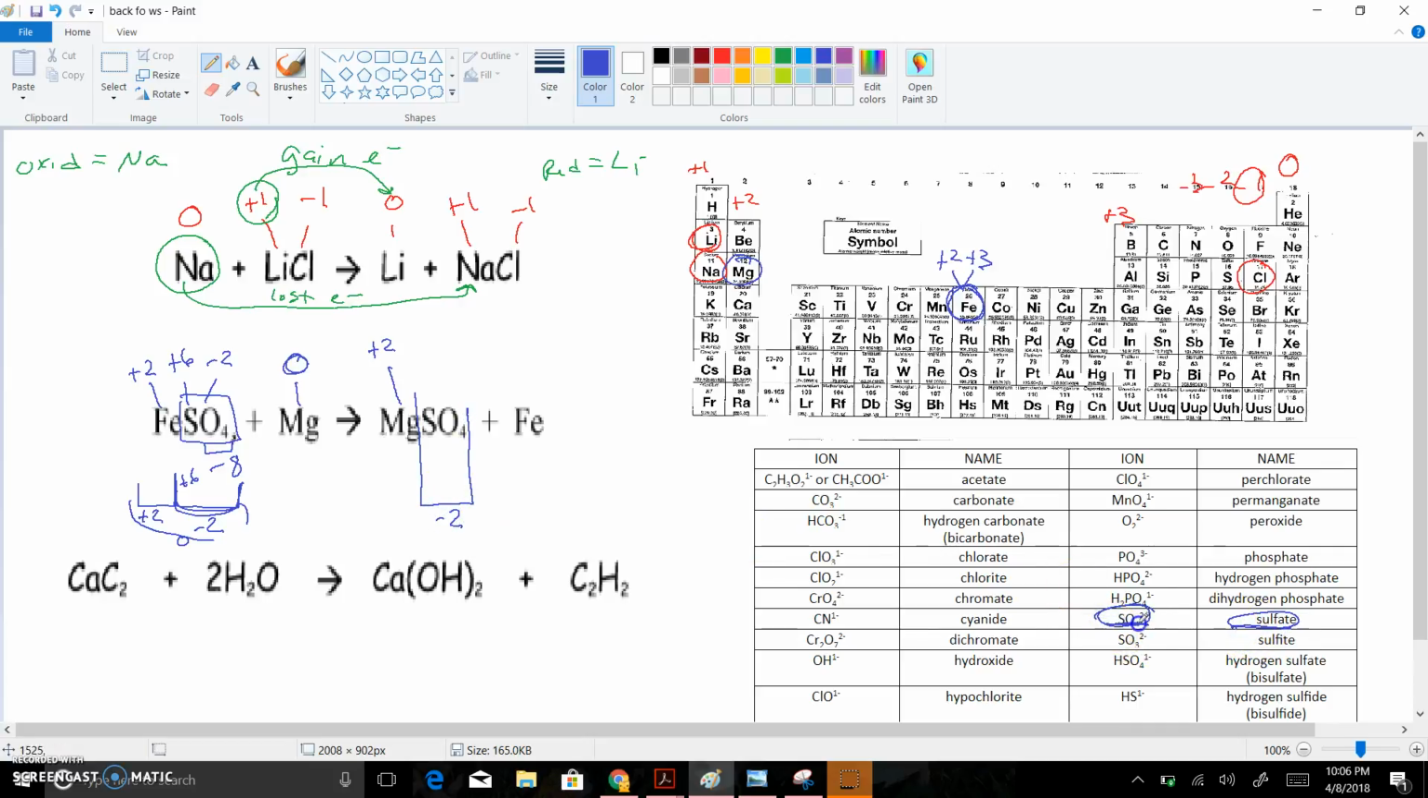I looked at the back of the polyatomic ion sheet. Oxygen's a -2. 2 times the 4 gets me a -8. That means sulfur has to be a 6. 6 minus 8 would add up to a -2. So sulfur is a +6. And then last but not least, I've got iron. He's all by himself. He's a 0.